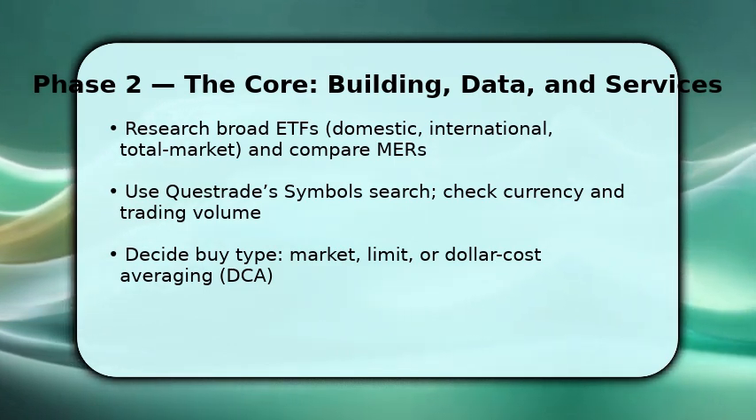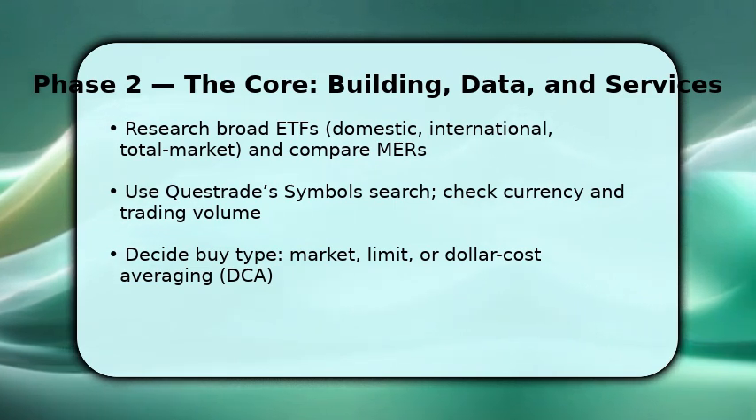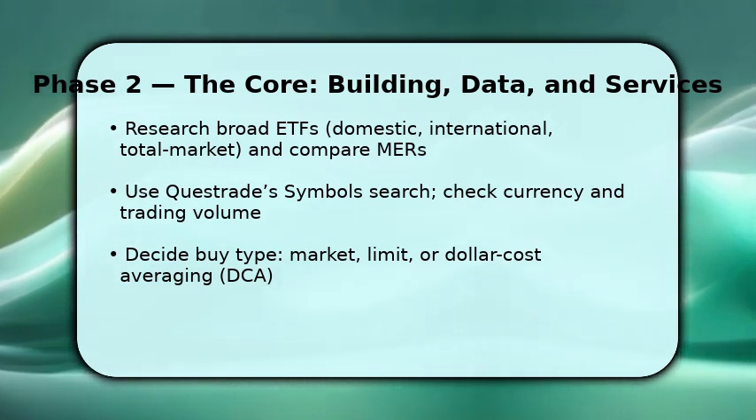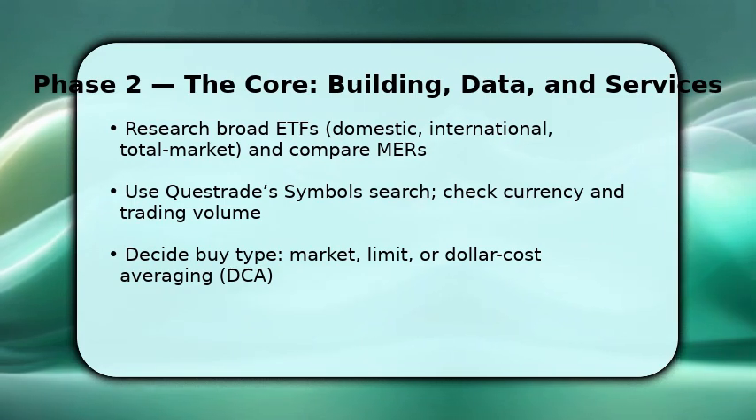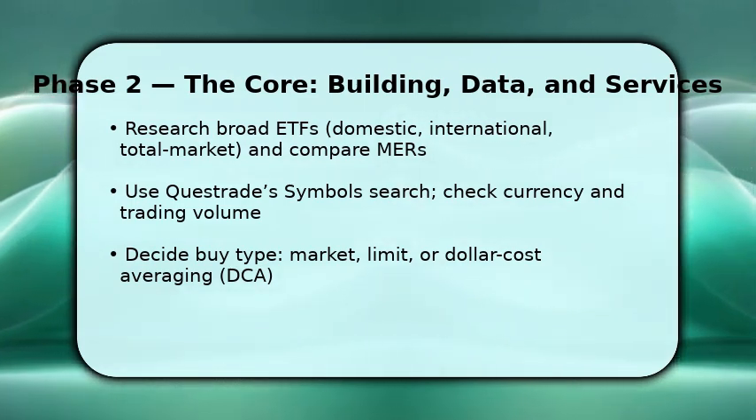Then choose your order type: market for speed, limit to control price, or set up recurring buys for dollar cost averaging. Make sure order quantity and currency are correct, and review estimated fees before you submit the trade.